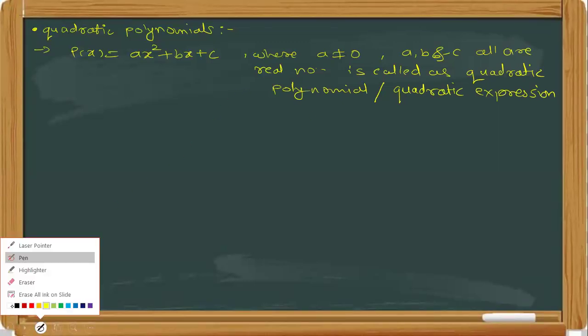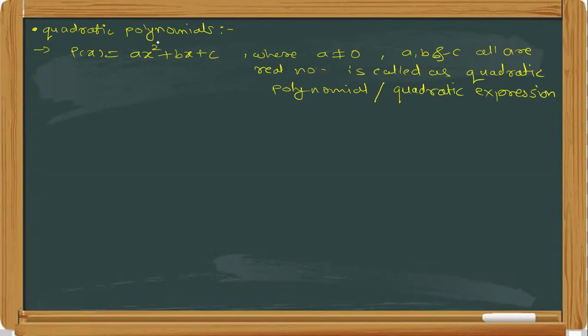Note the things into your notebook. See here, the degree of this polynomial is 2, hence it is quadratic. Why is it quadratic? Because its degree is 2 and this a is the leading coefficient. Are you getting it?